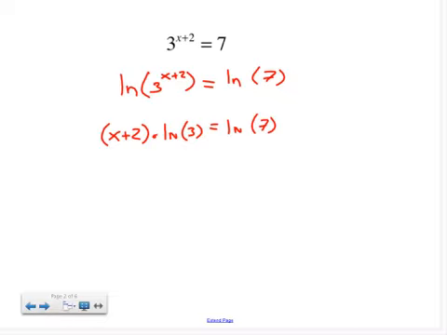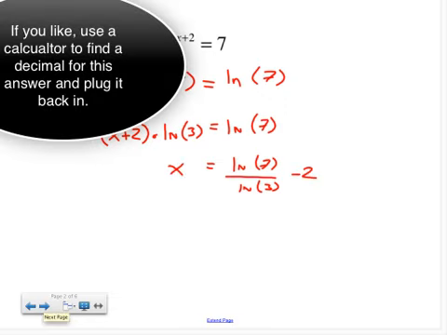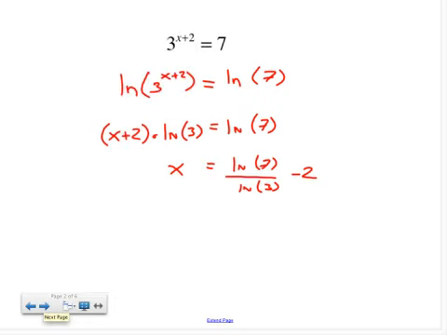Okay, so now my job is to solve for x, to isolate x. And that's easy enough to do. I can divide both sides by the natural log of 3. And then I can subtract 2 from both sides. And so if I have a calculator, I can get a decimal approximation for this number. Otherwise, I just leave it as it is, and it's in its perfect form.